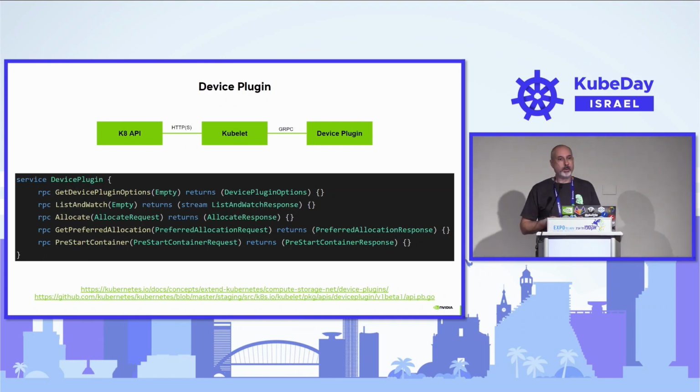Allocate will be called by kubelet just before creating the pod. And the device plugin will give the kubelet a list of instructions to be passed on to the container runtime, explaining exactly what you need to do to be able to access this resource.